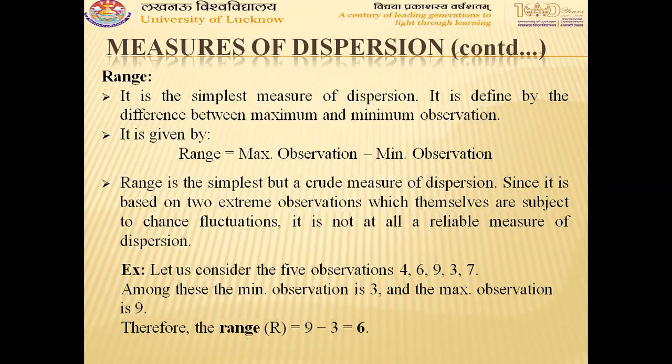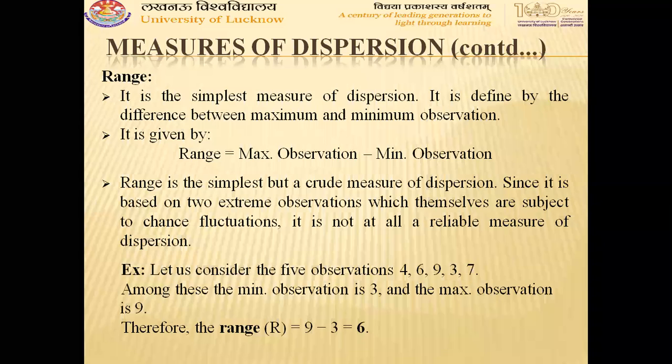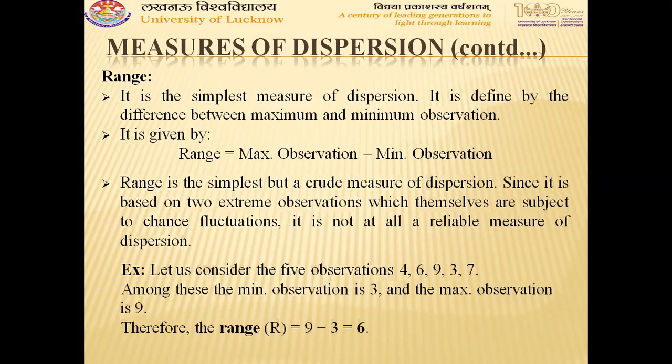The first one is range. The range is nothing but the difference between the highest and lowest observation, or you can say the maximum of the observations minus the minimum of all the observations. It is the simplest measure of dispersion, but it has a drawback: it considers only two observations, that is maximum and minimum, whereas it does not take into consideration all other values. So it is the least preferable measure of dispersion.